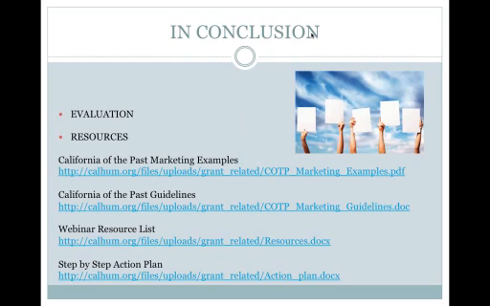Important stuff. Okay, on this slide you'll see some of the resources we were talking about. The marketing examples from California of the Past shows you a wide variety of what communities did to create their branding. The guidelines, which I didn't get to, which I definitely think you should take a look at. It just includes some very basic information, statements that you want to repeat, and how you incorporate your partners. The webinar resource list, things that I've mentioned today are all listed there with web links.